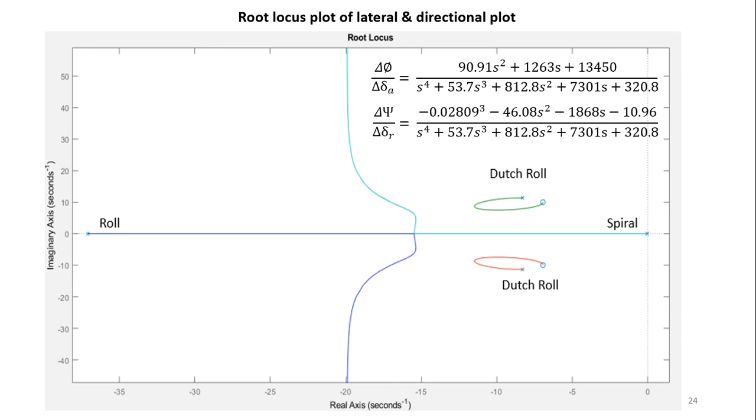Now, let us determine the lateral and directional dynamic stability using root locus plots. If you wonder why lateral and directional roots are in the same root locus plot, this is because they share the same characteristic equation, because they have the same denominator. And roll and spiral roots are real roots with negative value, while Dutch roll is a complex conjugate. All 4 of them are located in the left half plane of the root locus plot, so they are dynamically stable.